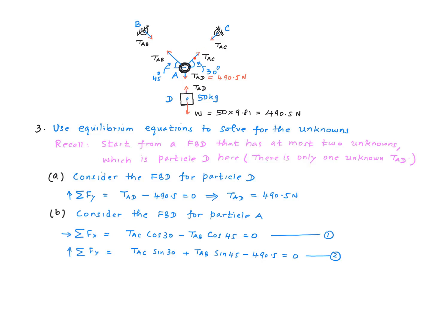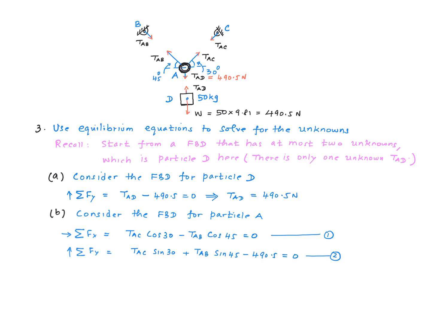The horizontal component of TAC is TAC cosine 30, right? And the direction of that horizontal component is in the positive x direction, and therefore it goes in as a positive term in equation number 1. And the horizontal component of TAB is TAB cosine 45, and then that goes in as a negative term because its direction is pointed in the negative x axis. Remember, I'm not really drawing the x and y axis explicitly here, but it's understood by default. Your x-axis is the horizontal axis going to the right, and the y-axis is the vertical axis going vertically up.